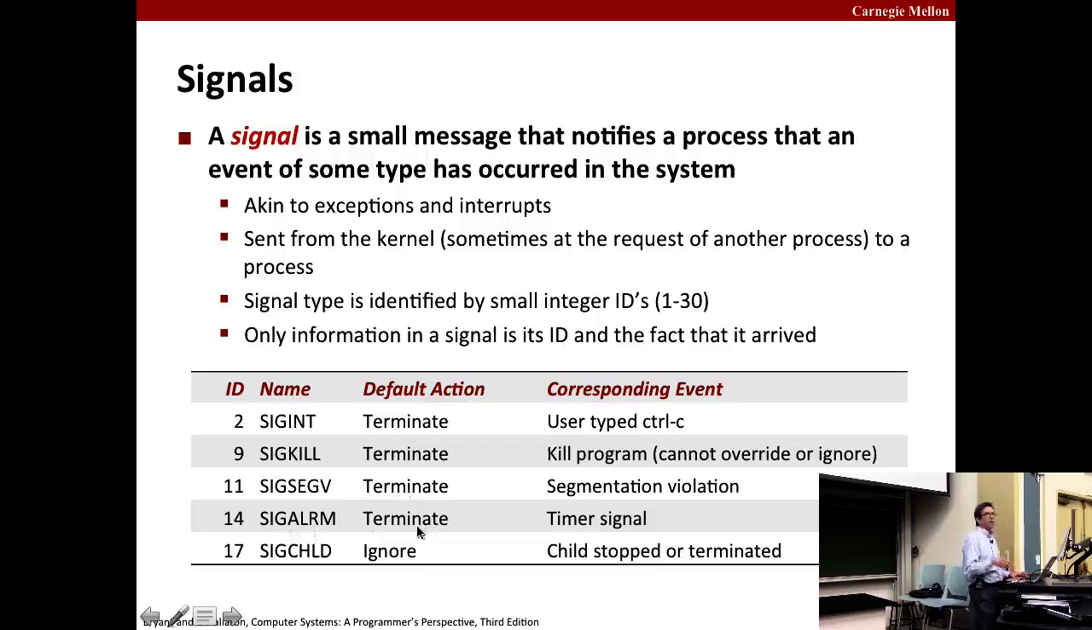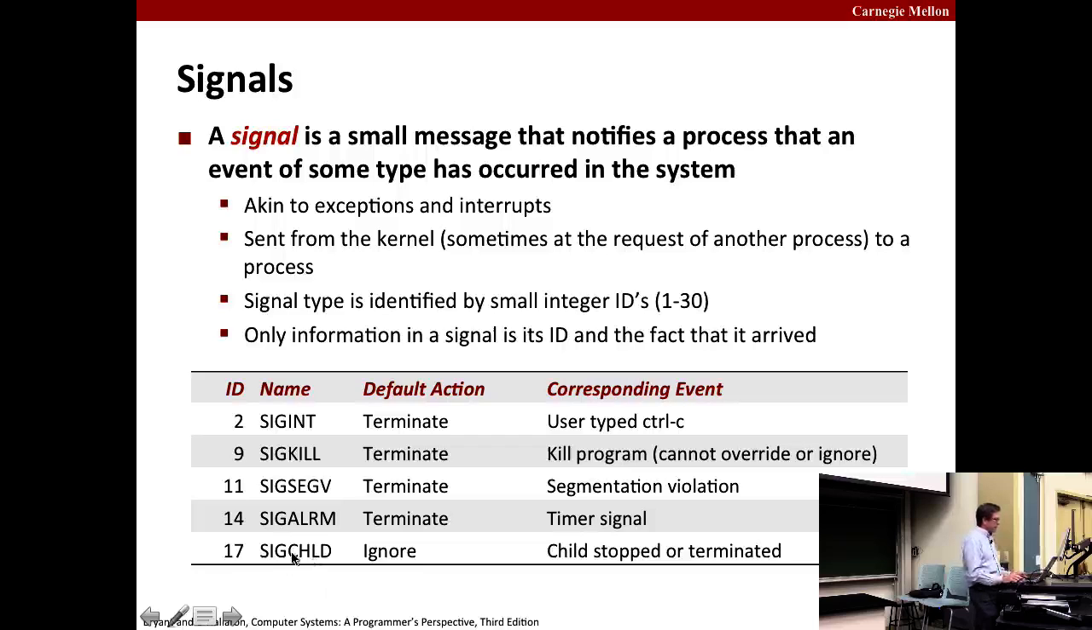SIGALRM is a way within your program you can arrange for a signal to be sent to yourself. So you can say inside your program, send me a SIGALRM signal in 3 seconds, something like that. This is a way to set up timers and timeouts. If you're doing some work and you want to guard against that work taking an exceptionally long time, you can use SIGALRM to set a timeout.